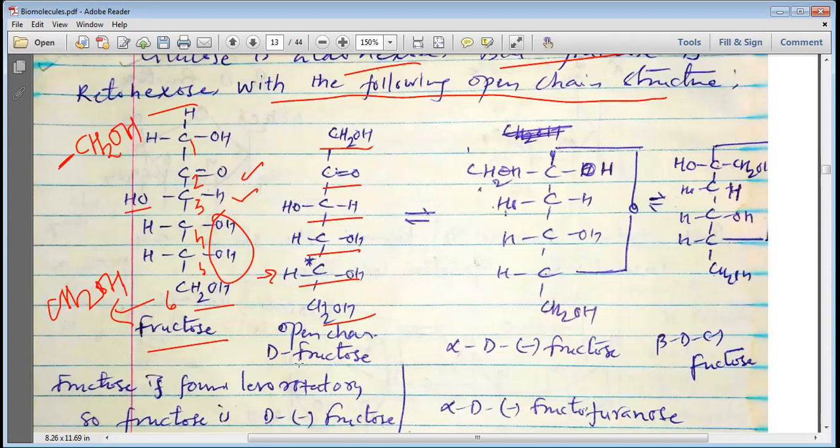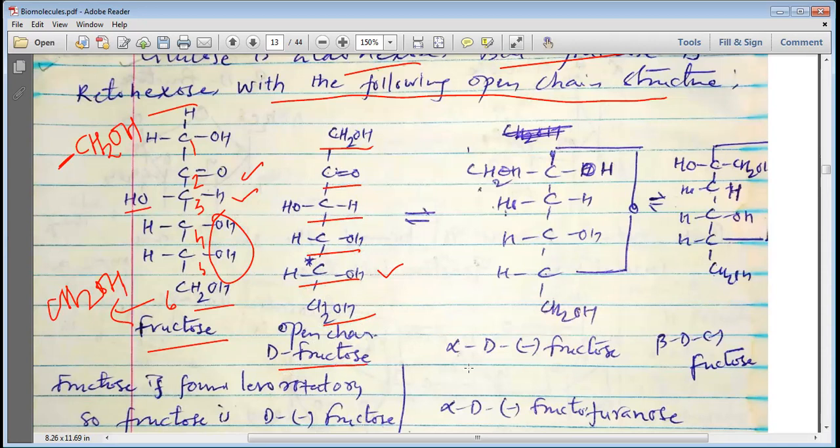On the basis of that, as the OH is on the right side, we call it D-fructose, capital D-fructose, because the OH group on the highest chiral carbon is on the right side, and that is why we call it D-fructose.